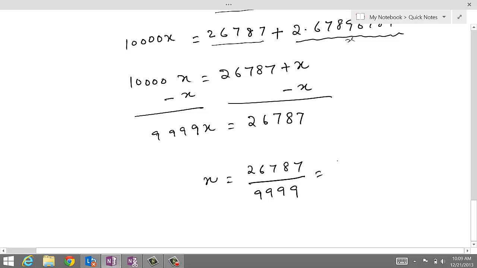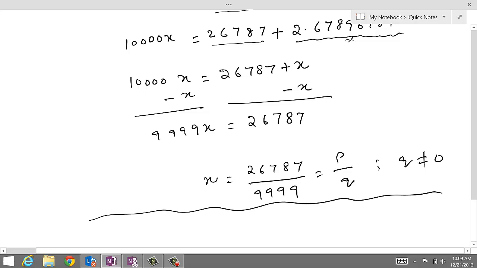So what is p here? p is 26787, and what is q? q is 9999, and q is not equal to 0, therefore this is a rational number.